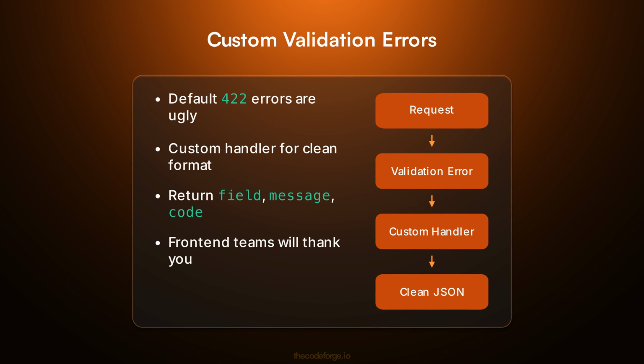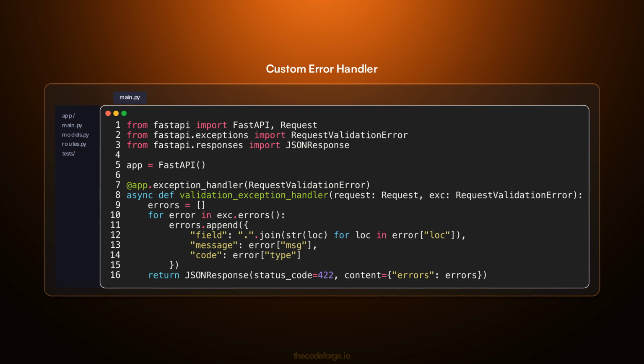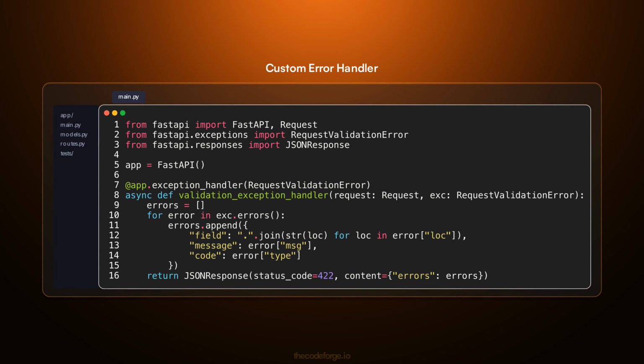Default validation errors are unambiguous but ugly. A custom exception handler can return a cleaner format that front-end teams can parse easily. This handler transforms the error list into a clean field, message, code format. Add this globally in your app factory.